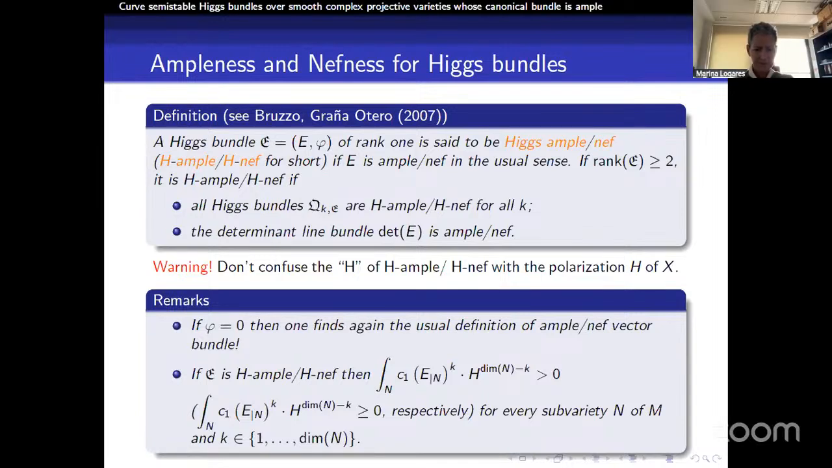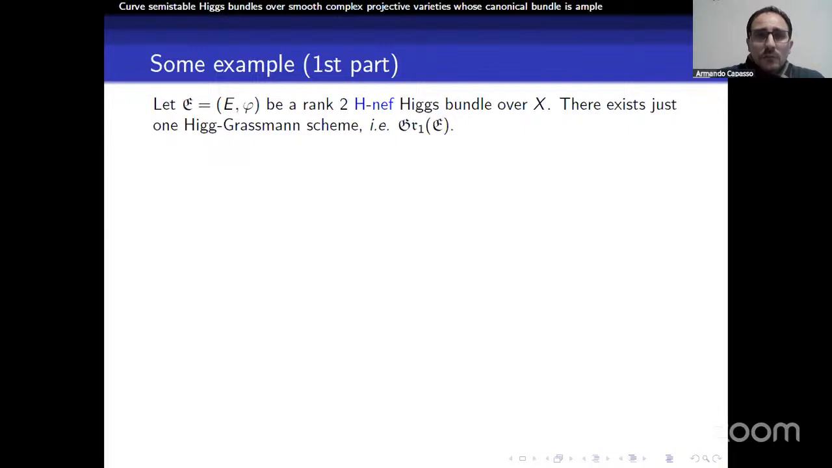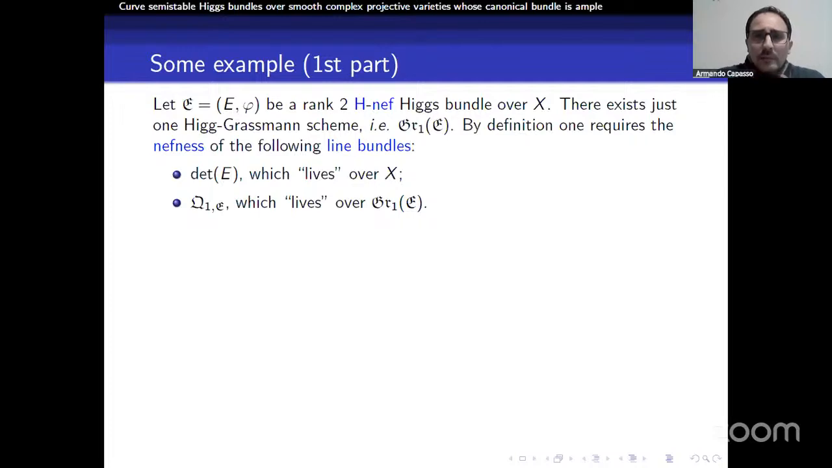Okay, now I explain this definition in the rank 2 case. For example, what is an H-nef rank 2 Higgs bundle? First step, since the rank is 2, there exists just one Higgs Grassmann scheme, GR1 of E. By definition, one requires the nefness of the following line bundles: the determinant of E, which lives over X, and the nefness of the rank 1 universal Higgs quotient bundle of E, which lives over GR1 of E. That's it, the rank 2 case.